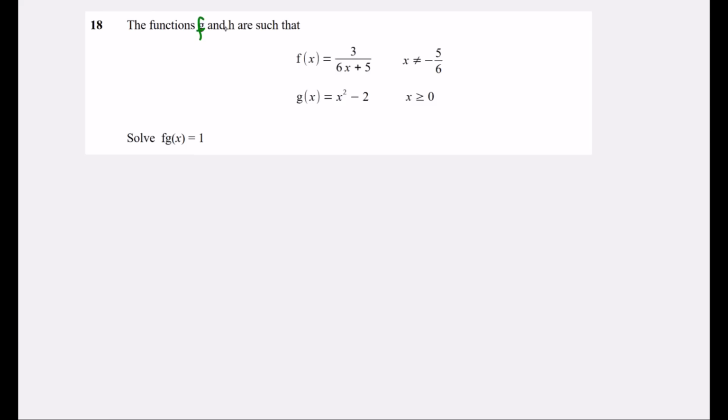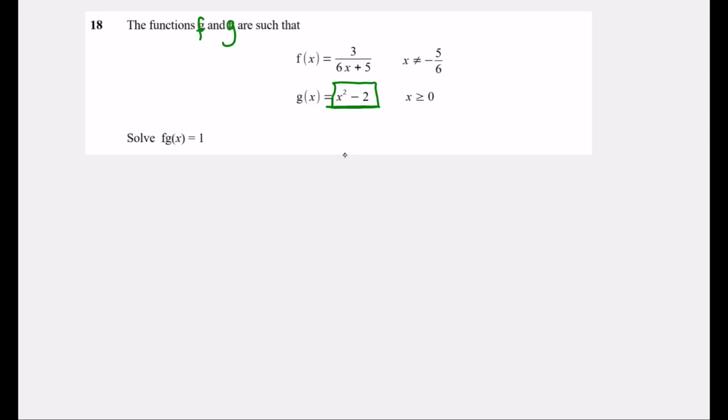Question 18. The functions f and g are such that f of x equals 3 over 6x plus 5, and g of x is x squared minus 2. Solve fg of x equals 1. So fg of x means we're putting the g function into the f function. The whole of the g function, x squared minus 2, goes into the f function. Whichever one comes second goes into the one that comes first.